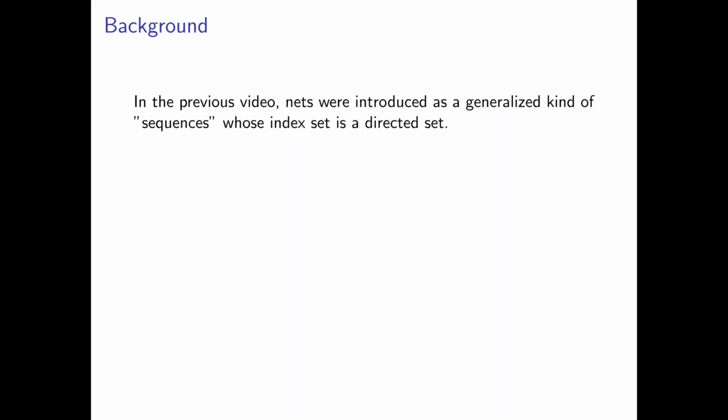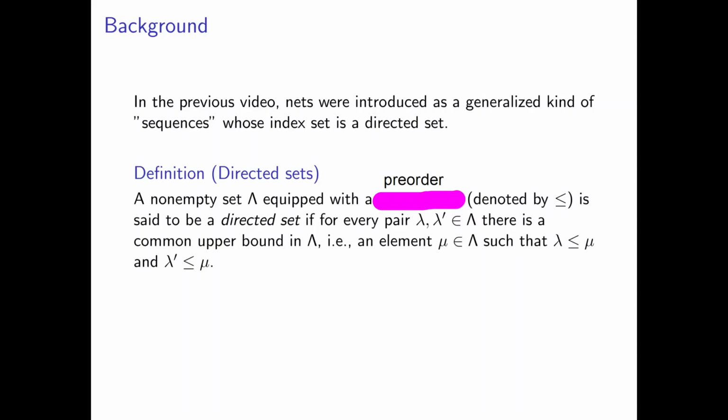in general. So just to make this video self-contained, I want to give the definition of a directed set once again in this video. So a non-empty set, which we denote by lambda here, equipped with a preorder, which we denote by this symbol here, is said to be a directed set if for every pair lambda and lambda prime in the set, there is a common upper bound in the set. That is, there should be an element mu such that lambda is less than or equal to mu, and such that lambda prime is also less than or equal to mu.